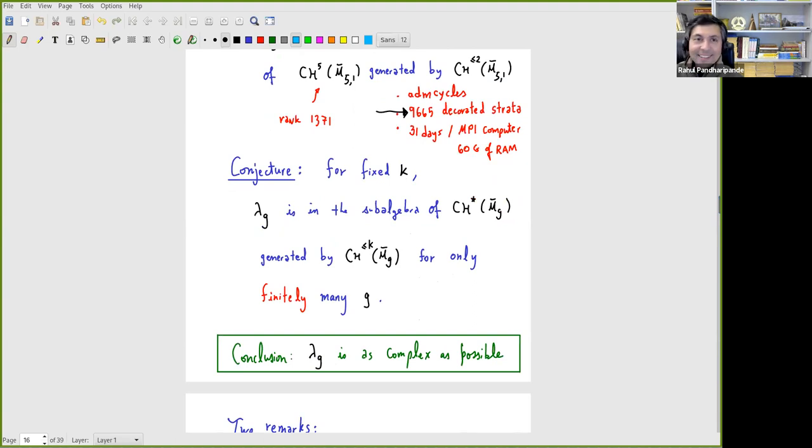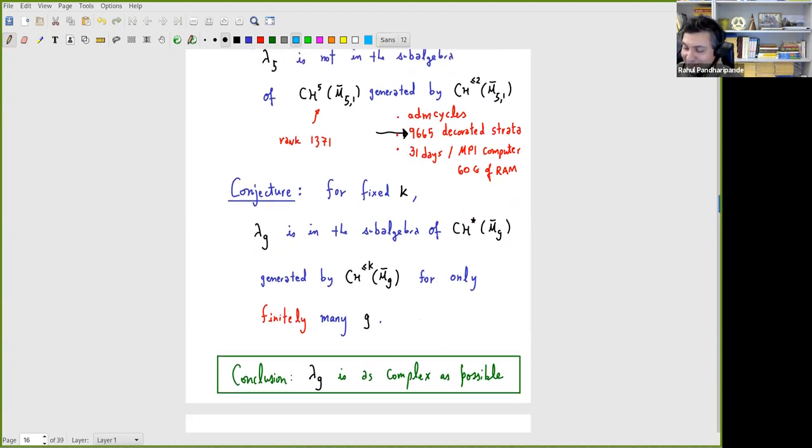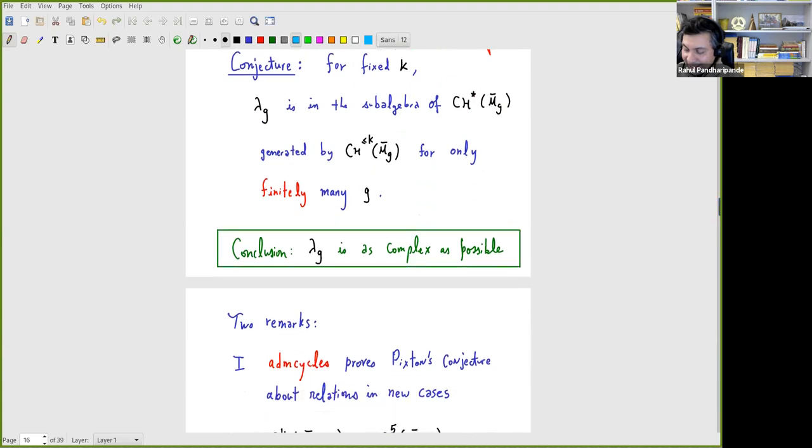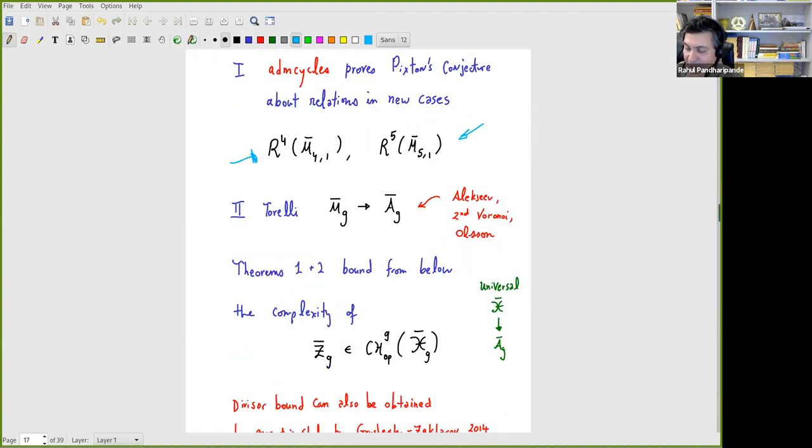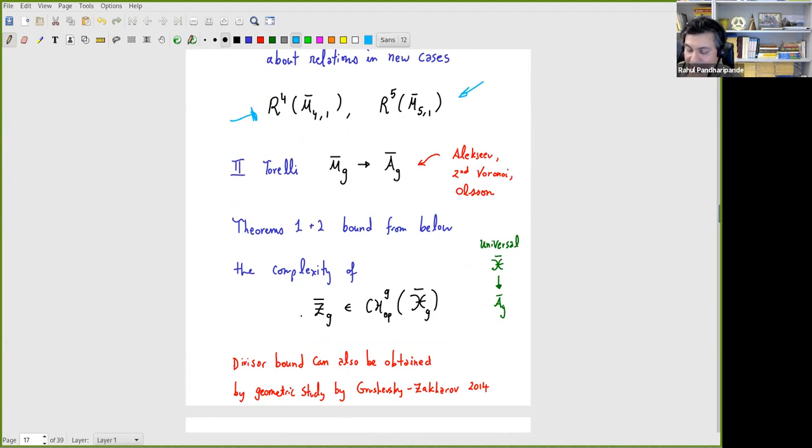All right. So as I said, this part was in some sense just to set up the next part. The more interesting part of the talk is the simplicity. I make two comments. I already said that these ADM cycles, when we do this, prove two new cases of Pixton's conjectures about relations. And the other thing is I want to make a comment about Torelli. These complexity claims also bound the complexity of the extended zero section.